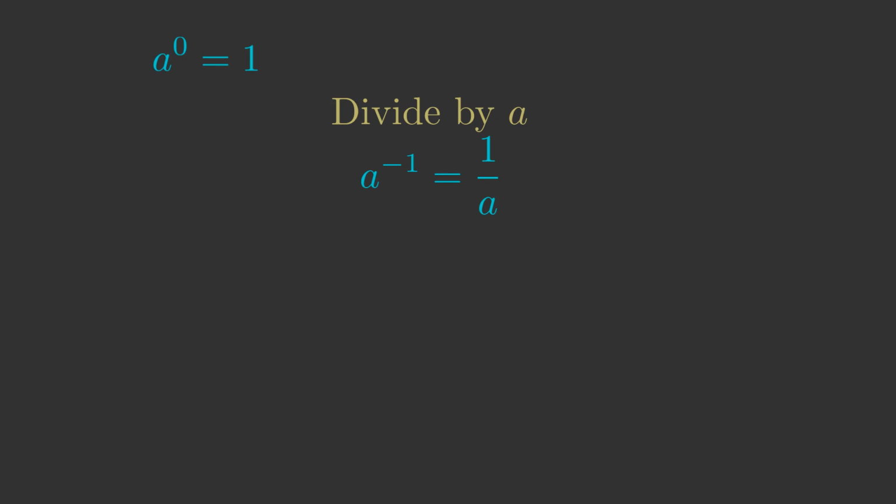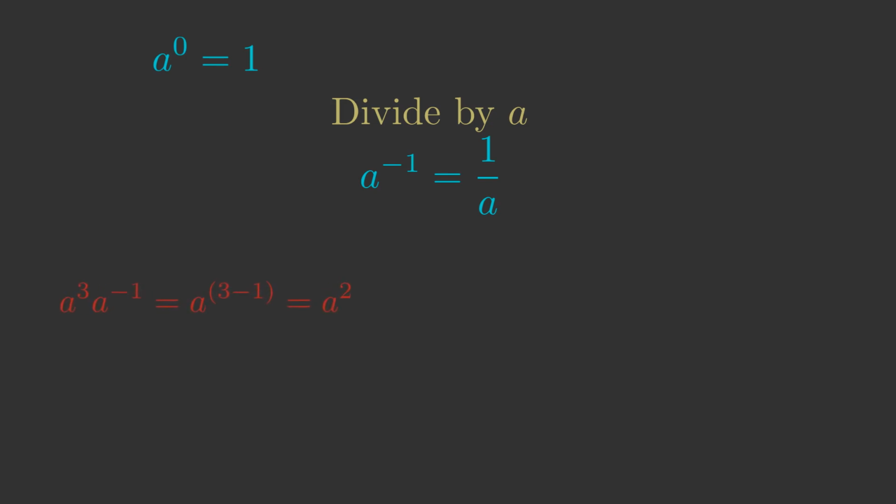We could say that a to the minus 1 is equal to 1 multiplied by a minus 1 times. But what does that mean? Well, it could mean that we do the opposite of multiplying, which is dividing. So multiplying by a minus 1 times is the same as dividing by a 1 time.